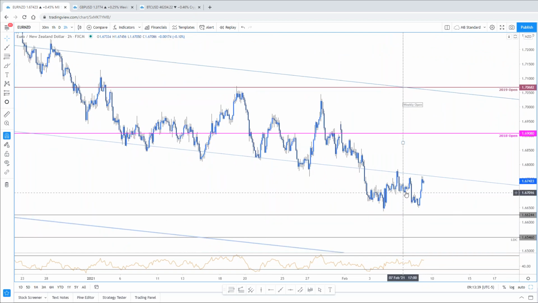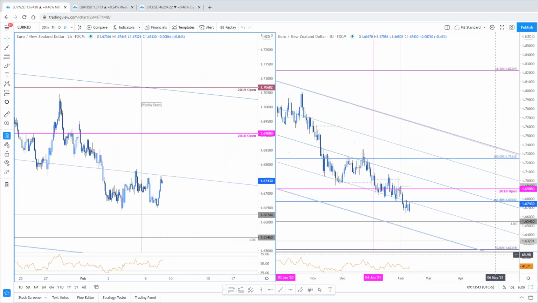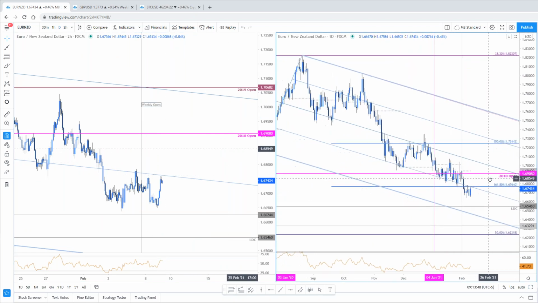Yeah, here's your weekly opening range. If it breaches higher again and it buckles back above that resistance zone, I think you look for the near-term recovery. So watch this one.